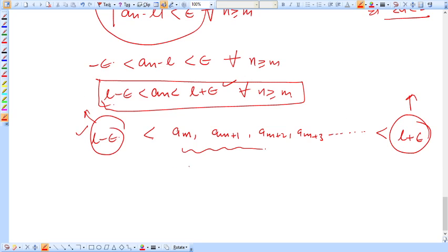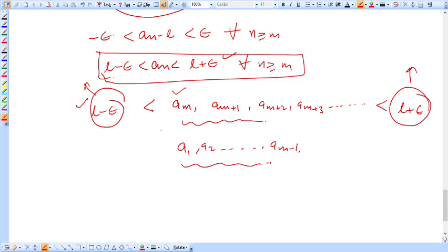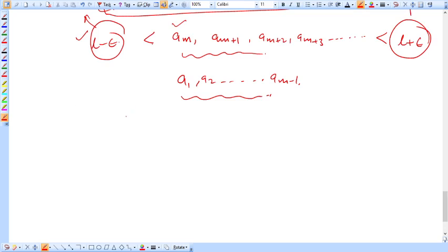But what about the other terms like a_1, a_2 up to a_{m-1}? We want to show the whole sequence is bounded. We do not want to show only that the terms beyond a_m are bounded. For this we will have to take the maximum and the minimum. So take k equal to the maximum of L + epsilon, a_1, a_2, up to a_{m-1}.